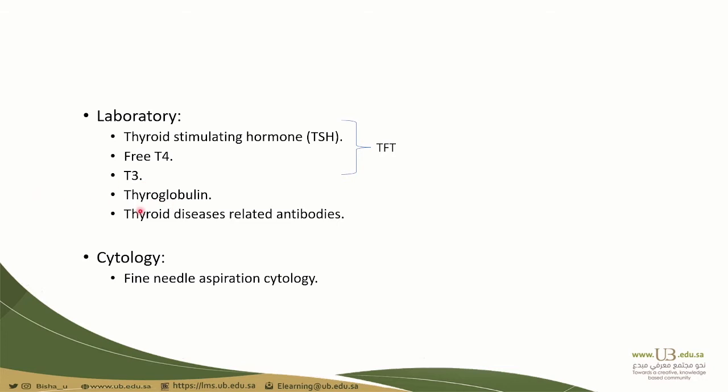If I expect that the patient is having cancer, I have to do thyroglobulin because I will use this in the follow-up. Then if I expect that the patient is having an inflammatory process or autoimmune disease, I have to do thyroid disease related antibodies. Also in cancer, I have to do anti-thyroglobulin antibodies to make sure that the thyroglobulin is something I can rely on while I'm following up my patient.